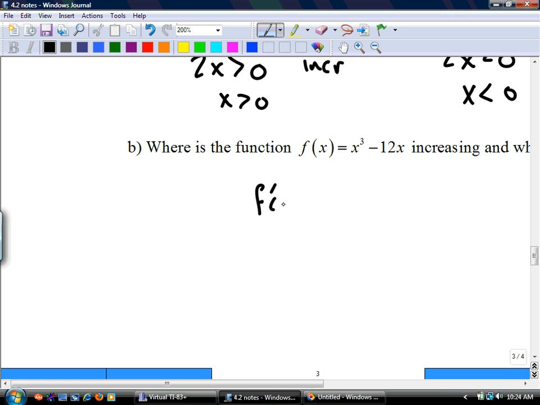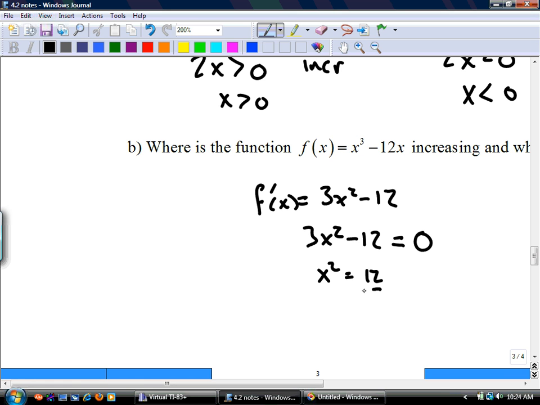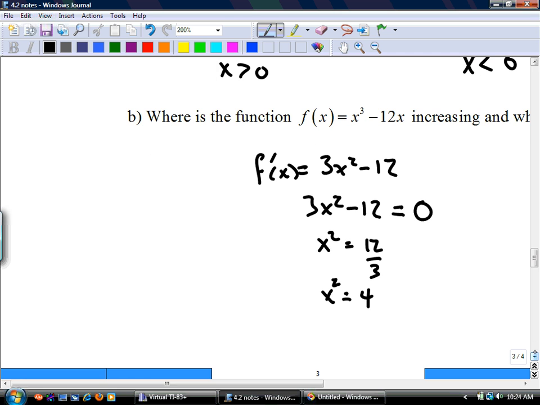Find the critical points. f prime of x equals... Good. Make it equal 0. Don't be lazy. What does x equal? Plus or minus 2. You just got caught when you said 2, right?